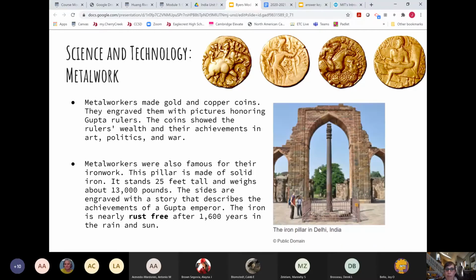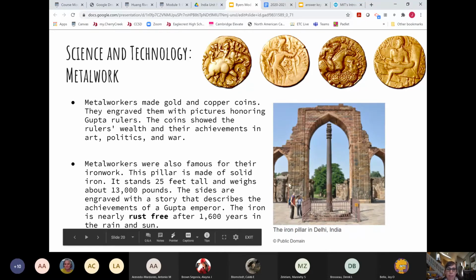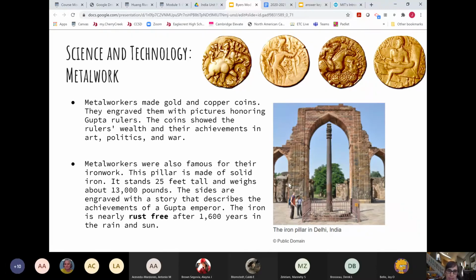Now, they're also really famous for working in iron, their ironwork. This is a picture of a pillar that's made of solid iron. It stands 25 feet tall and weighs 13,000 pounds. The sides are engraved with a story that describes a Gupta emperor. Now, what's really amazing about this is that it is 1,600 years old. It's been outside in the rain and the sun that entire time, and it is almost rust-free. So somehow the Gupta metalworkers had enough skill that they knew how to work the iron and how to mix it together and to make these things and make it not rust, which is very cool.